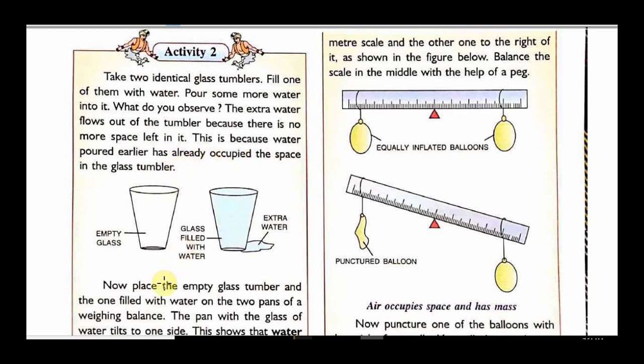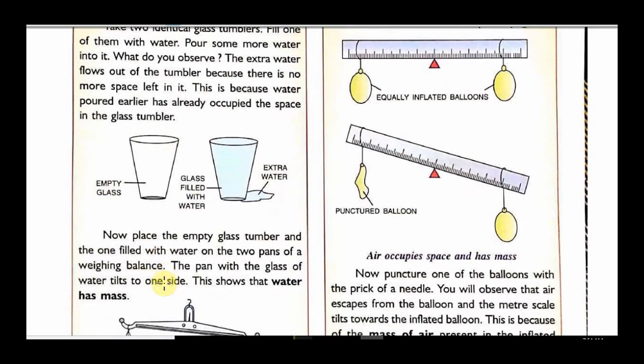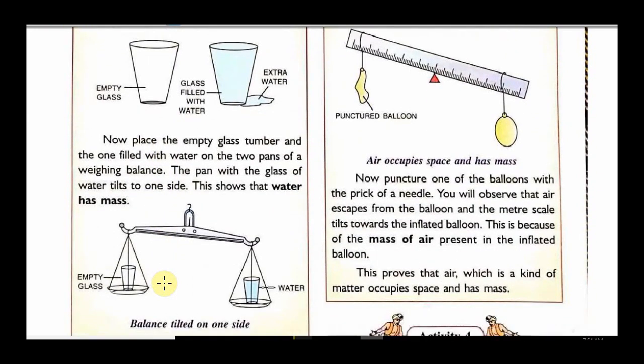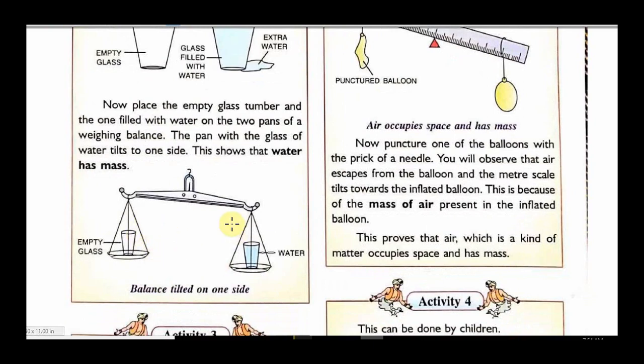Now take the empty tumbler and a measuring balance. This is the balance. Place the empty glass tumbler and the one filled with water on the 2 pans of the weighing balance. You can see here, this is the empty glass and this is the glass with water. The pan with the glass of water tilts to one side. It shows that the glass with water has more mass.